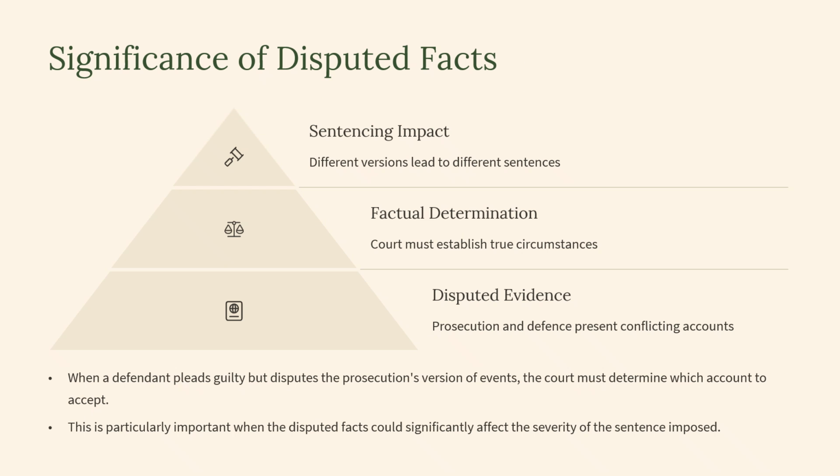The significance of disputed facts. So it's basically where a different version leads to a different sentence. A court must establish the true circumstances. The prosecution and defence present conflicting accounts. When a defendant pleads guilty but disputes the prosecution version of events, the court must determine which account to accept. This is particularly important when the disputed facts could significantly affect the severity of the sentence imposed.